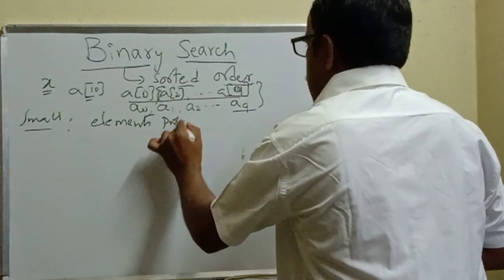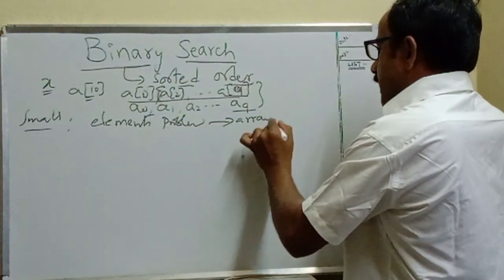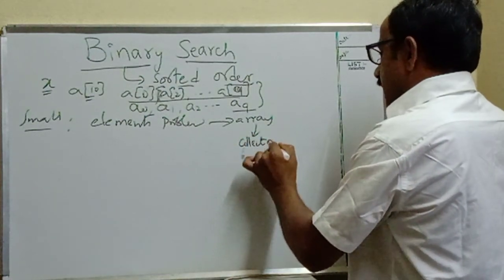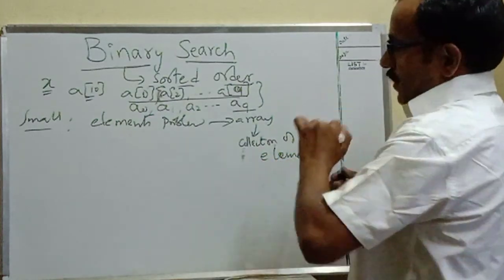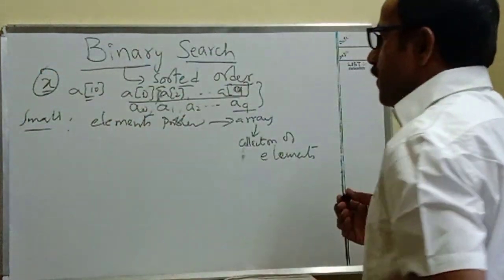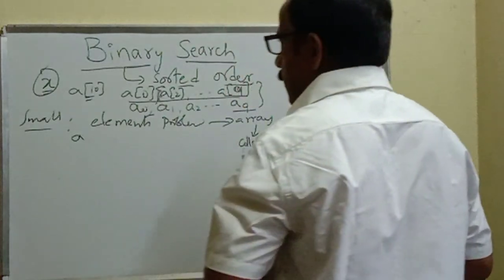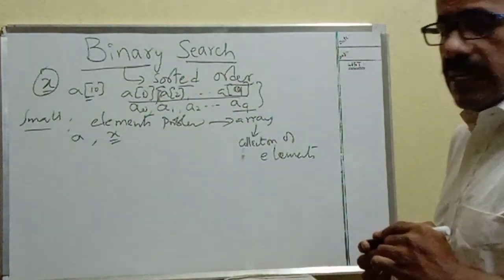Small means the problem is the array of elements. If we take an array, this array contains a collection of elements or numbers. In this case, we want to search for one element x. Here the array is A and the searching element is X.